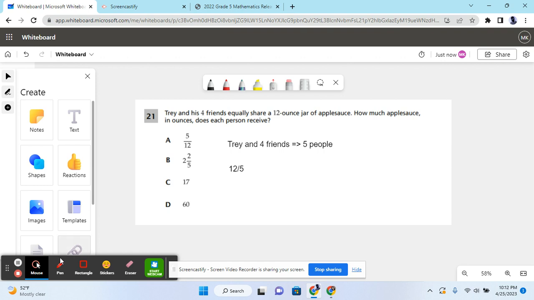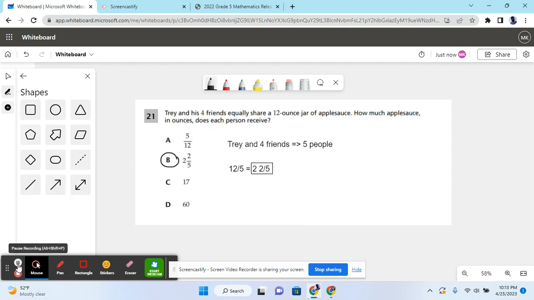which can be represented as 12 over 5, which is also equal to 2 and 2/5. 2 and 2/5 is answer choice B, which is our answer. Let's move on to the next problem.